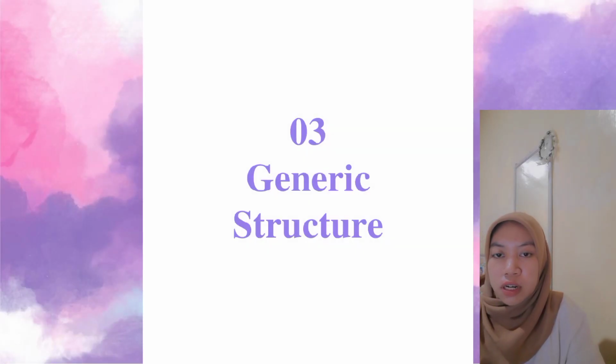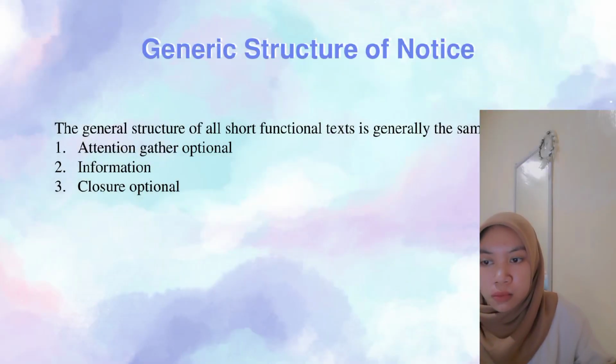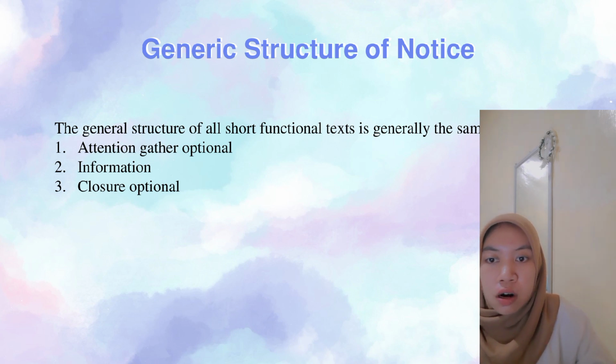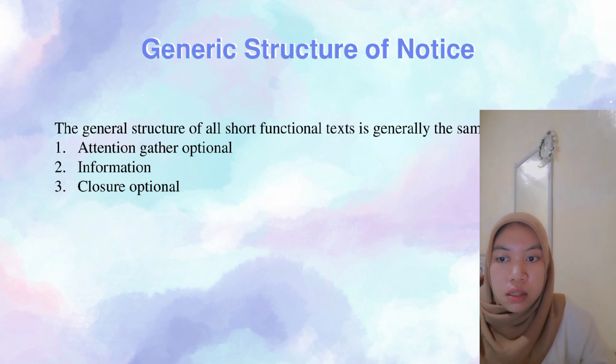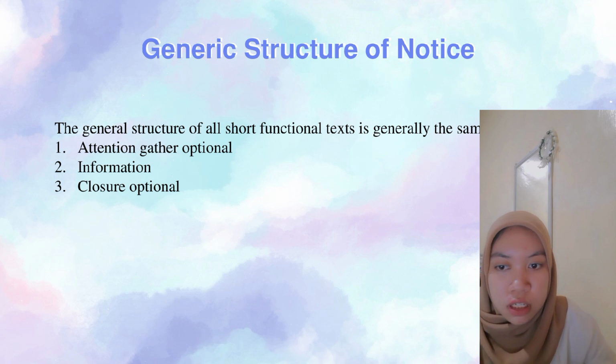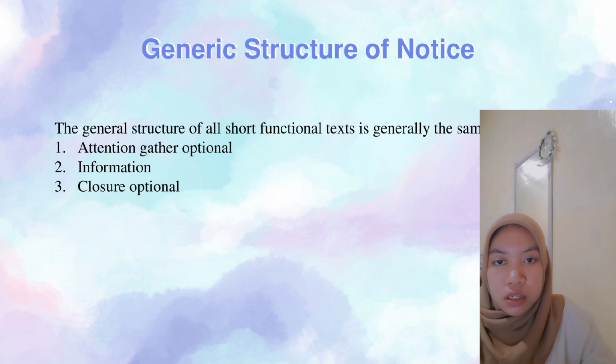Third, generic structure. The general structure of short functional text is generally the same, namely, first, attention getter, optional, second, information, and third, closure, optional.